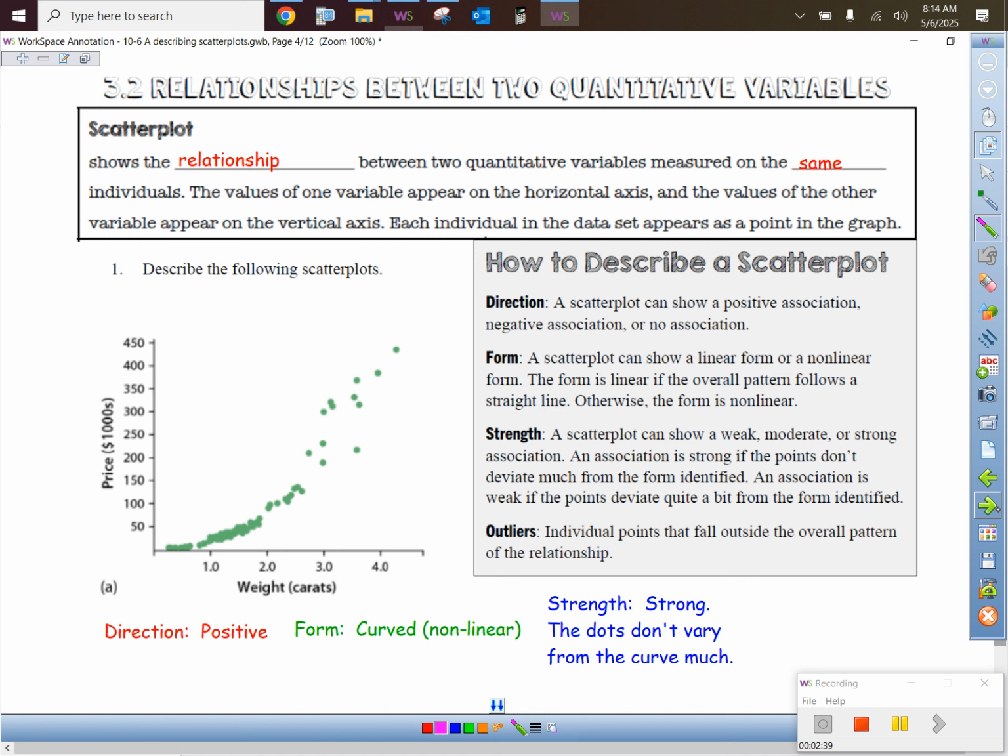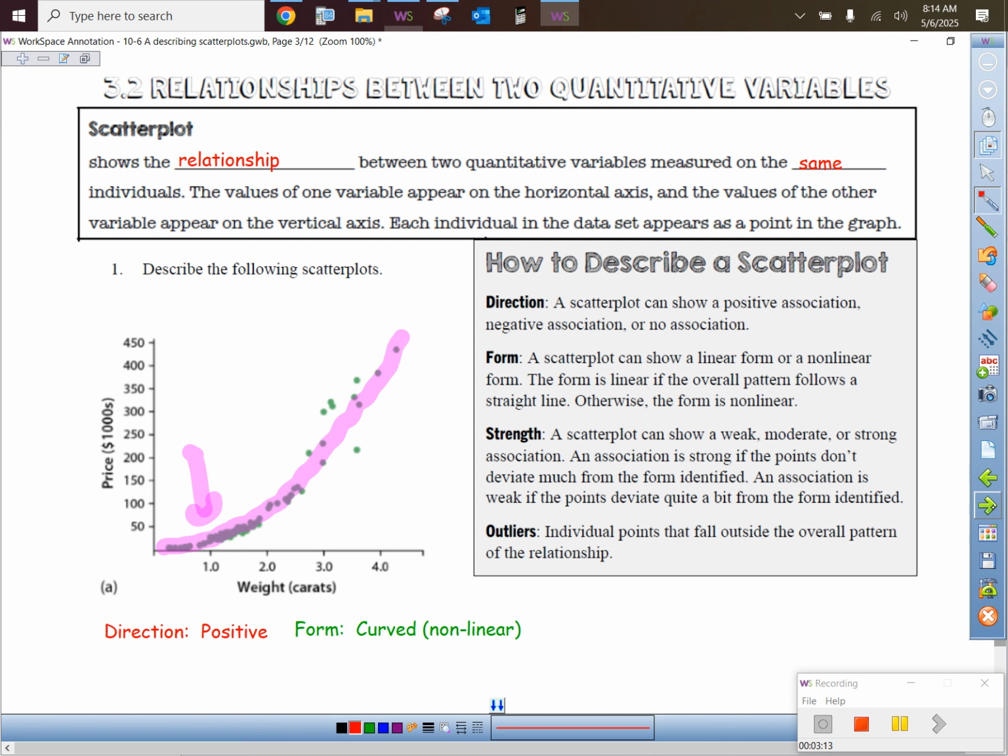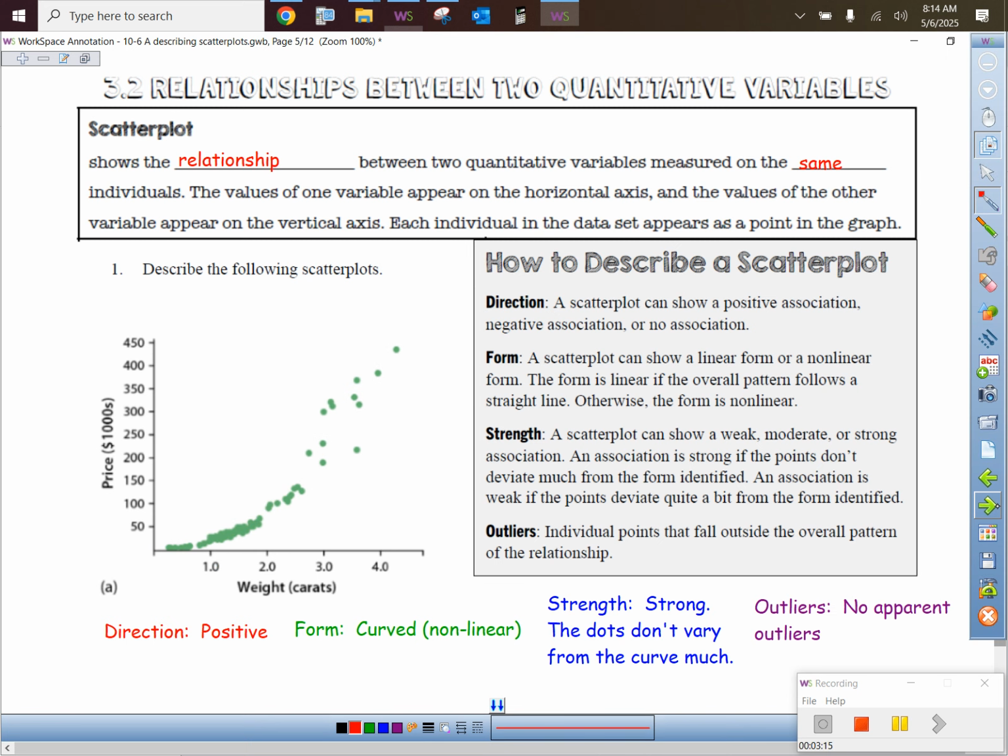There are mathematical ways to figure out outliers. Right now they're just saying, do you feel there are any outliers? That would be dots that are way out of place. I'll put one for you, like this red dot right here. Isn't it way offline compared to that curve? That red dot should be roughly around here if it was fitting the pattern. So what do you think? Do you feel there's any outliers? I would say no apparent outliers on this one.